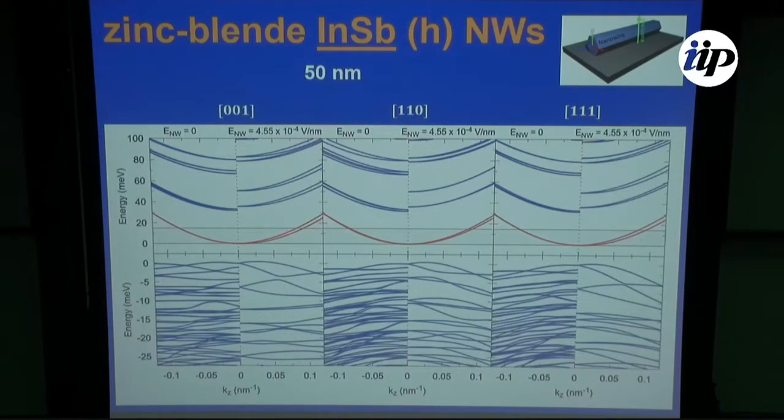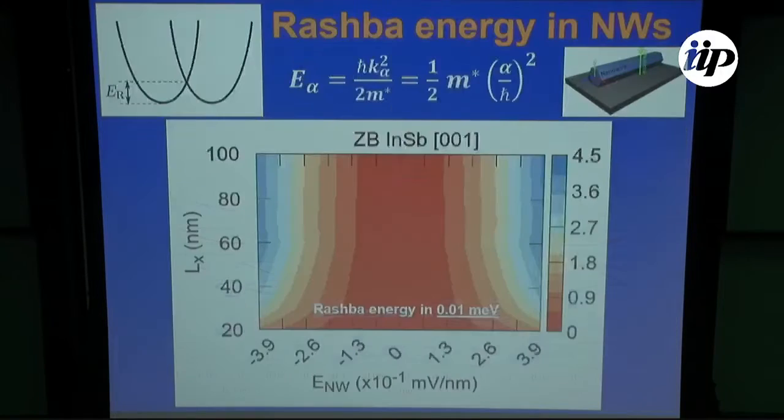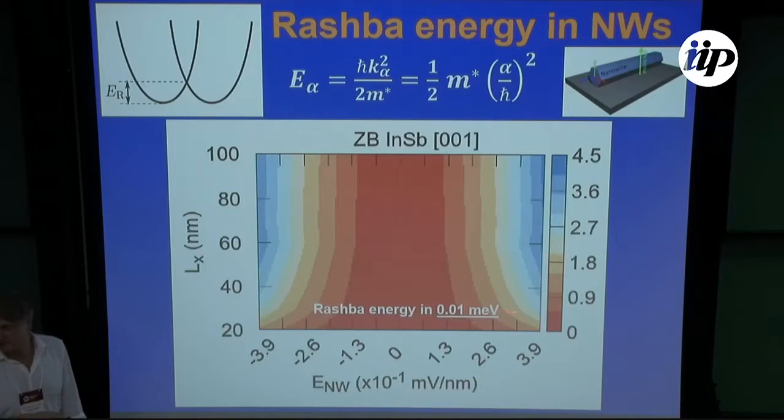Then you fit this splitting to the Rashba and see what the Rashba energy is, also with other growth directions. This is the Rashba energy for the fields in the nanowire of the order of, let's say, 10 to the minus 4 volt per nanometer, which would be something like 0.2, 0.3 volts across a nanowire of 100 nanometers, roughly, because of the dielectric constant inside the nanowire. And the Rashba energy here is 0.01 meV. Not so large. So let's say 0.04.